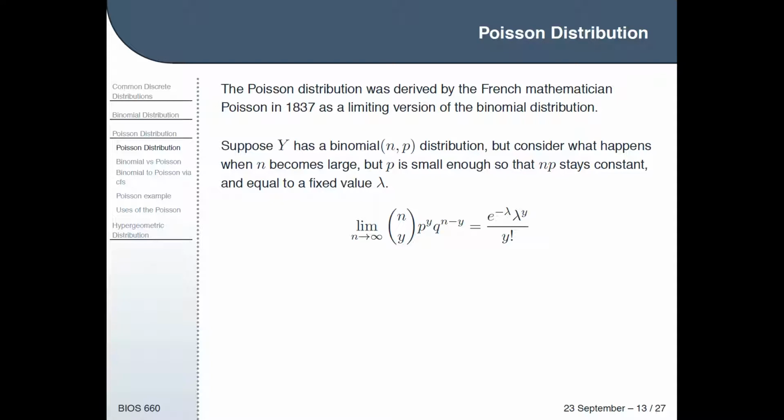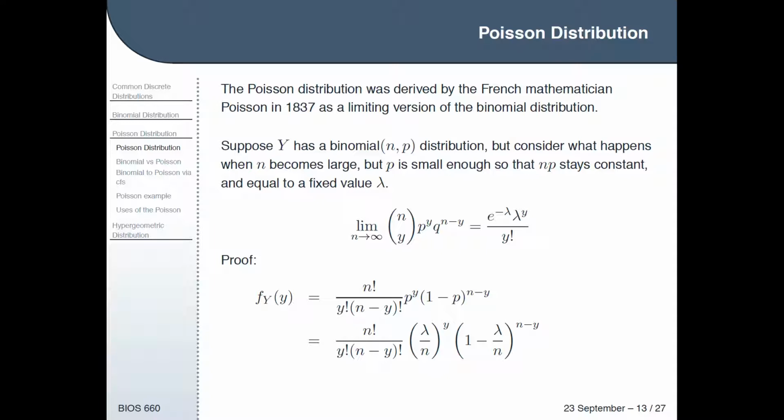And you can show that if n times p approaches some fixed value lambda as n gets large, then this limit is precisely e to the minus lambda times lambda to the y over y factorial. Here's a quick proof of this. The PMF for the binomial distribution is just what I've written down there.